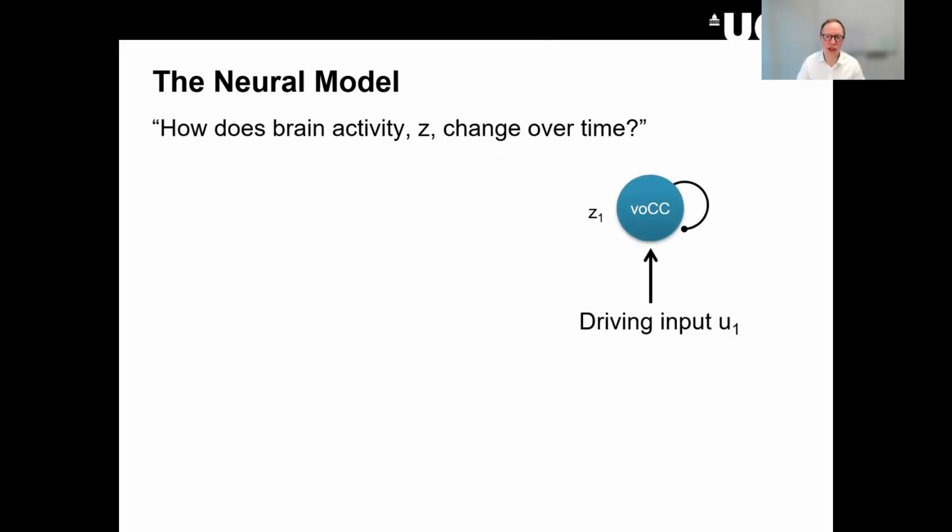So let's simplify it down even more to just a single brain region. Let's just take ventral occipital cortex, one brain region. Let's say that we're going to use one number to summarize the level of neural activity in that one region. I'll call that number Z1. We're going to have driving input coming in every time there's a stimulus, and there's also an inhibitory self-connection, which essentially makes sure that this brain region doesn't become epileptic. So it ensures that the activity in that neural region, in that neural population, will decay back down to rest.